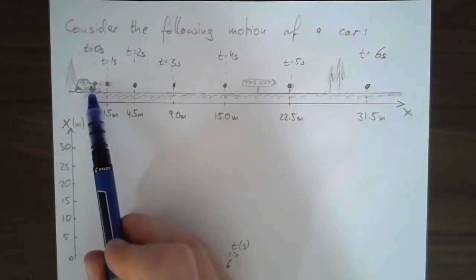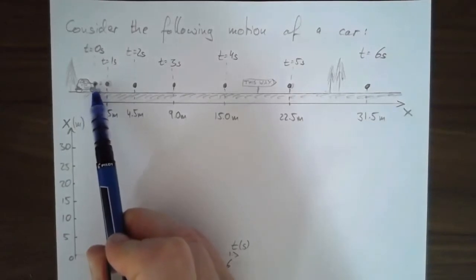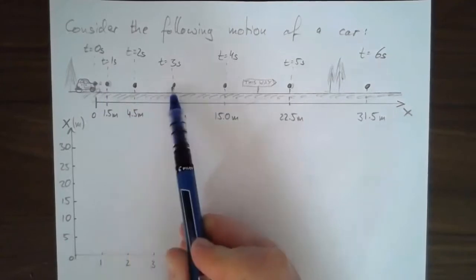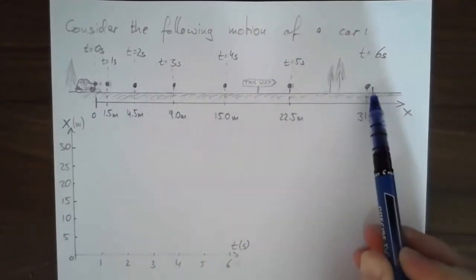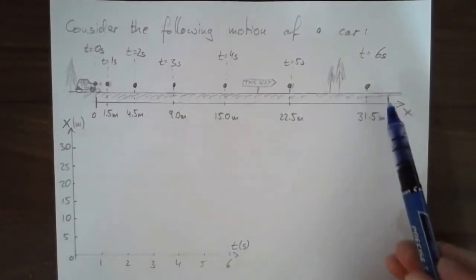So at 0 seconds, we start our timer, the car's right here. After 1 second, it's here, and I've marked the front of the car, that's the point I'm tracking. It's here at 2 seconds, then here, then here, then here. After 6 seconds, it's over here, and probably keeps going after that.